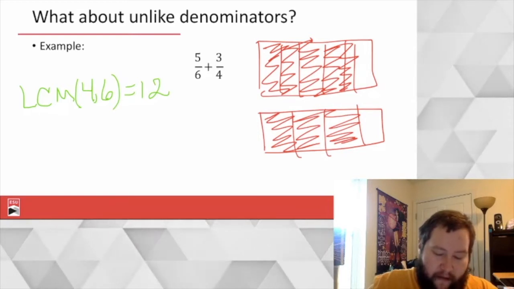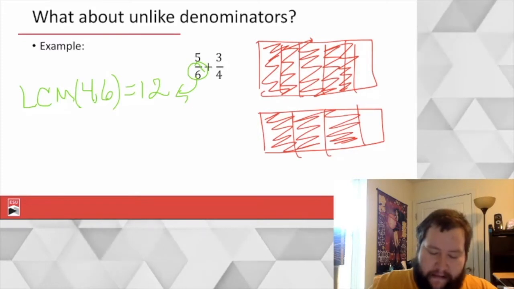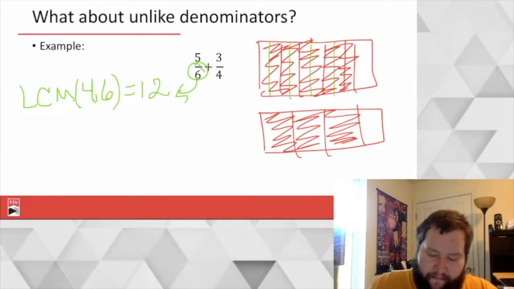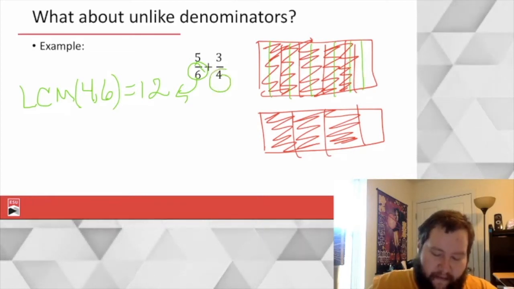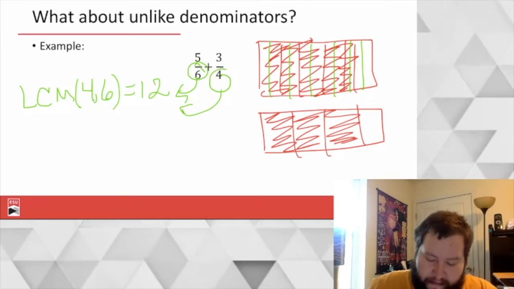And so what do I need to do to the 6 to get to 12? I need to double it. So let's split every single one of these pieces in half. And what do I need to do to 4 to get to 12? I need to multiply by 3. So let's put each of these quarters into thirds.